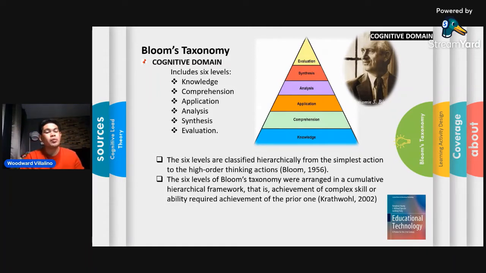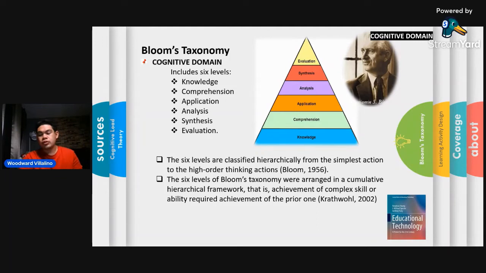The 6 levels of Bloom's taxonomy were arranged in a cumulative hierarchical framework, that is, achievement of a complex skill or ability required achievement of the prior one. So before you proceed to the next one, according to Krathwohl in 2002, before you achieve the next skill, you need to achieve the prior one first. Okay, so that is clear.